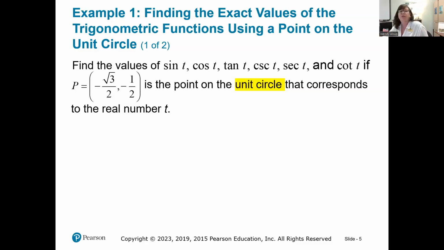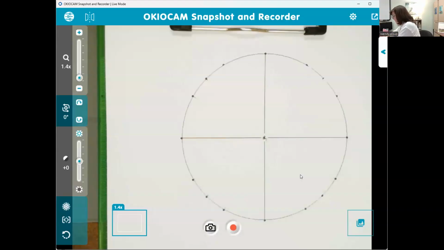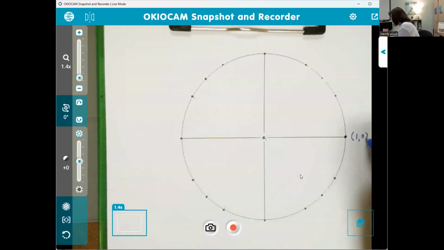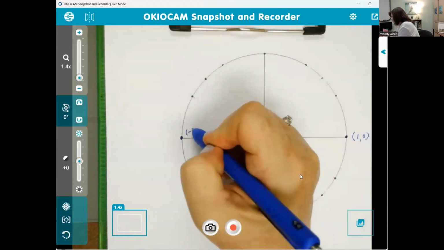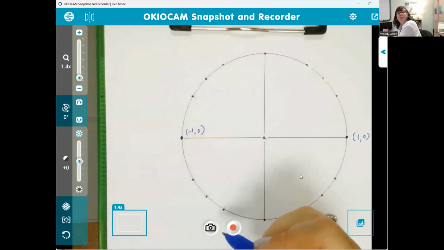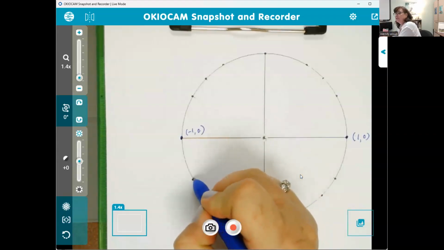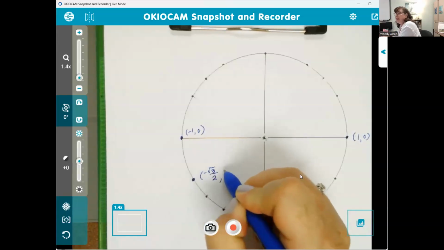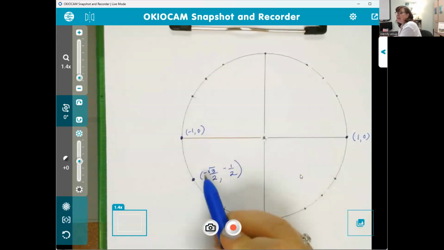So let's look at our unit circle here. And the key word here is unit circle. On our unit circle, what we're going to find is that given a point on the unit circle, that means particularly the circle with a radius of 1. So this would be 1, 0. This would be negative 1, 0. On the unit circle, if you're given a point, now I was given the point negative root 3 over 2, would be right about here. Negative root 3 over 2, negative 1/2. Negative, negative indicates it's in the third quadrant.